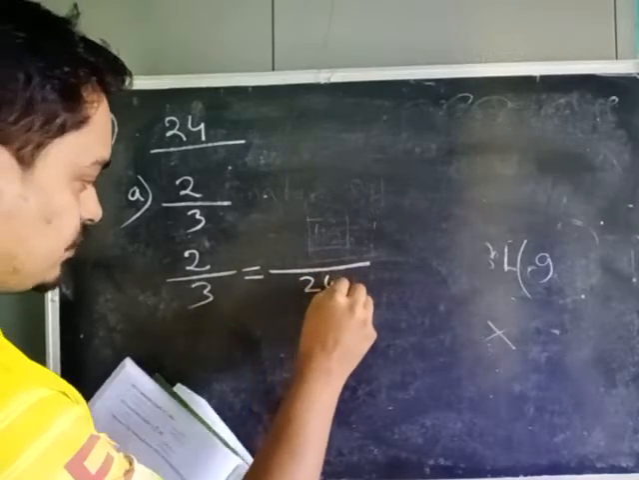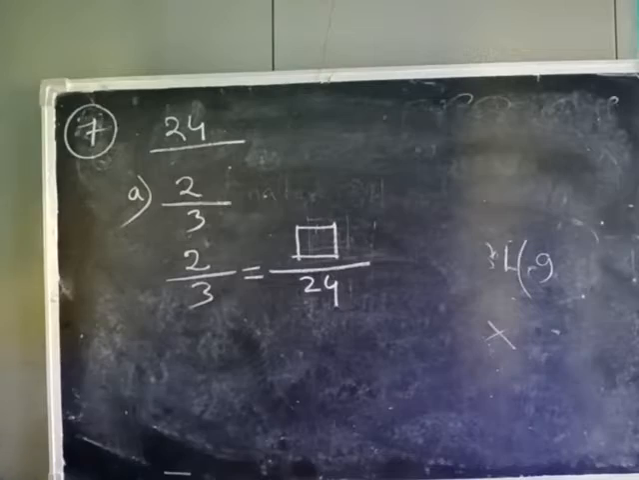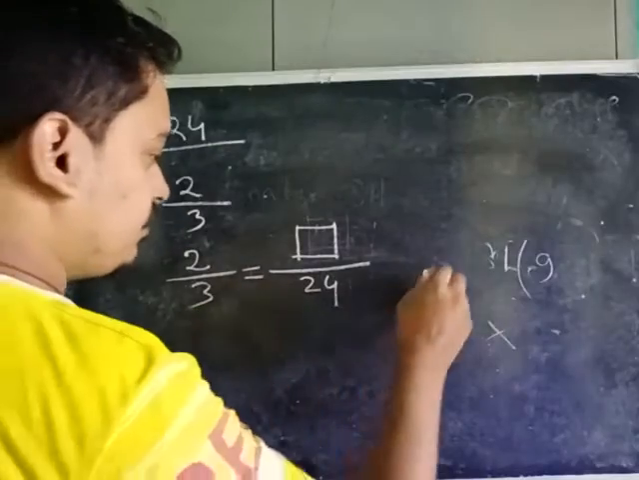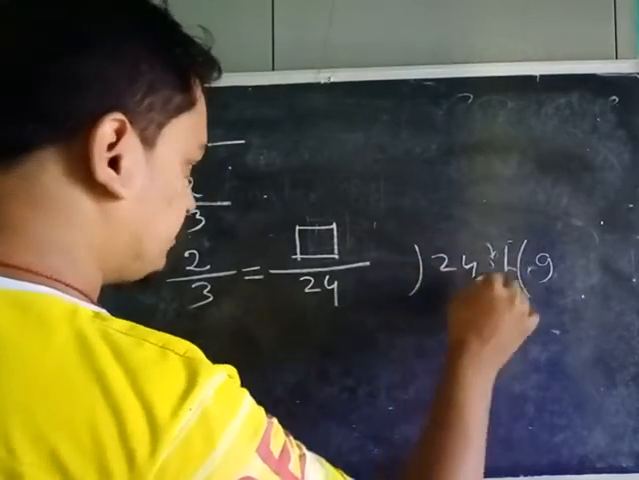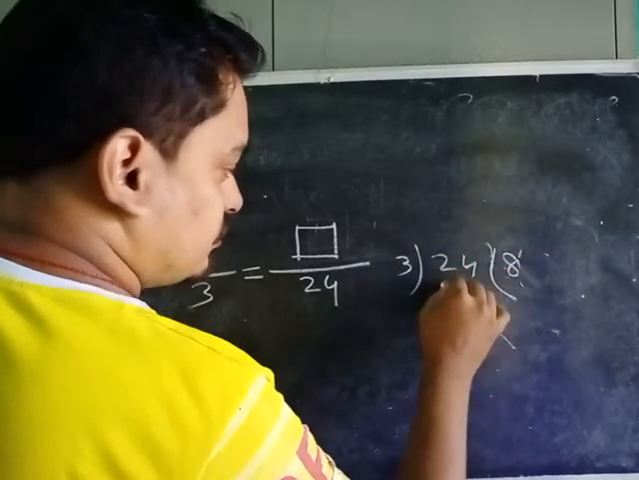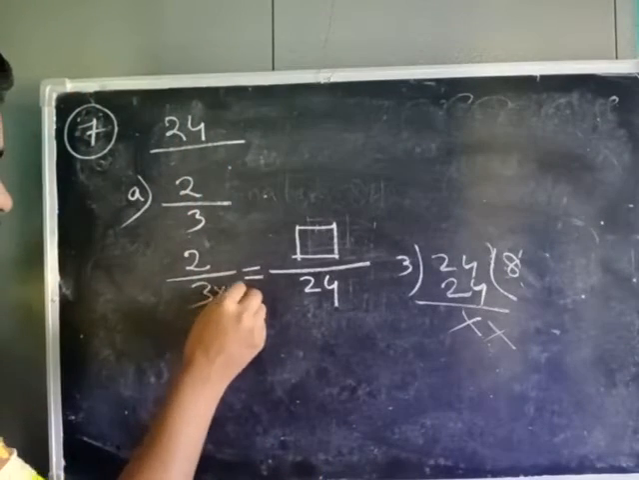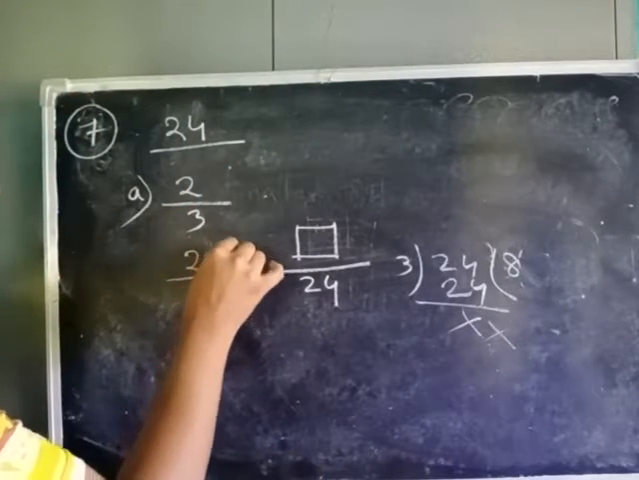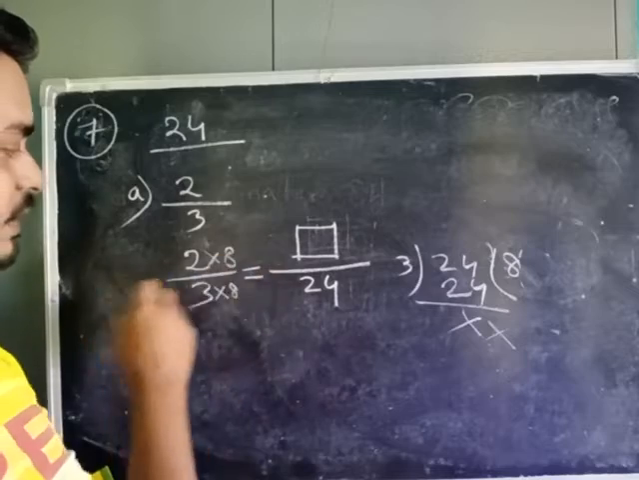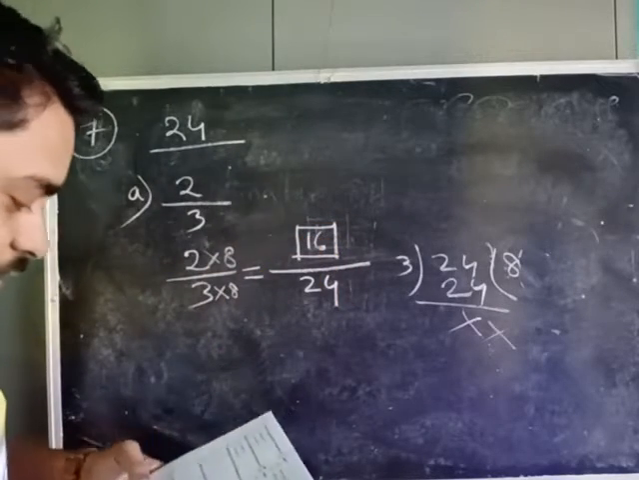So downside it should be 24, and upside what should be there? Let us solve again. If you divide 24 by 3, then 3 eights are 24. So we have 8, and we have to multiply by 8. You see 3 eights are 24 and 2 eights are 16. In this way you have to solve all the questions.